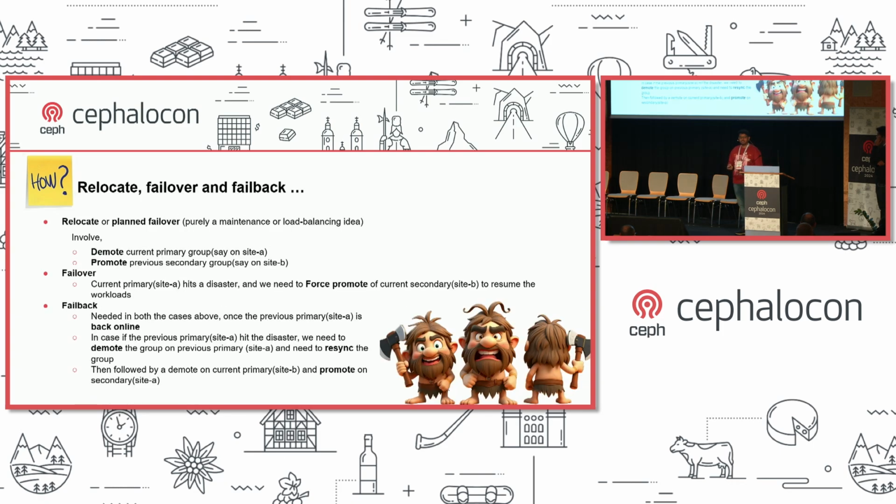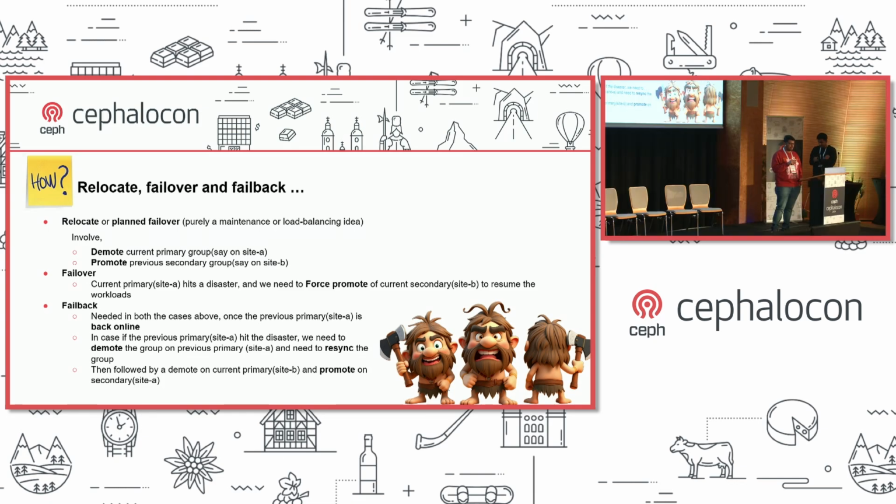We have more scenarios of relocate, failover, and failback. Relocate is a planned failover. You demote the primary and promote the secondary. It's a planned use case, which probably is used for maintenance and load balancing. A failover is issued in a real disaster scenario where you might want to force promote your secondary because your primary is no more available. In a failback case, your previously disaster-hit cluster is back online, and you want to bring it back and fail over to it.